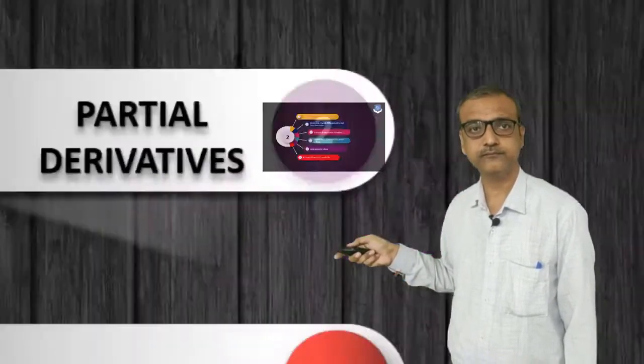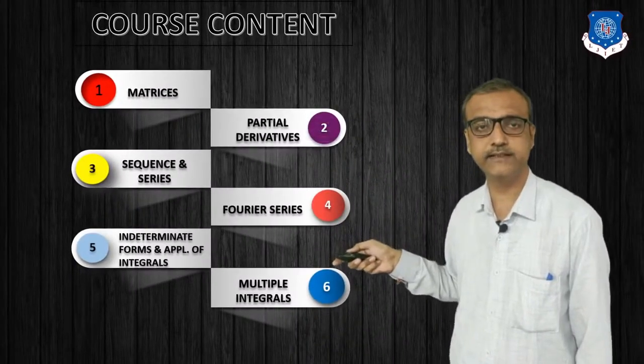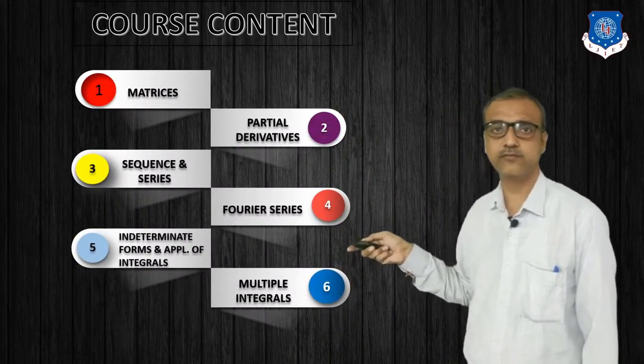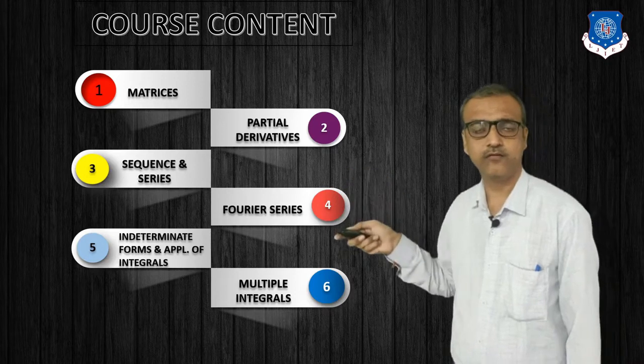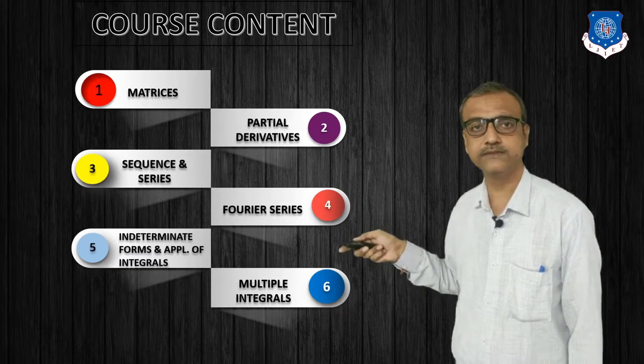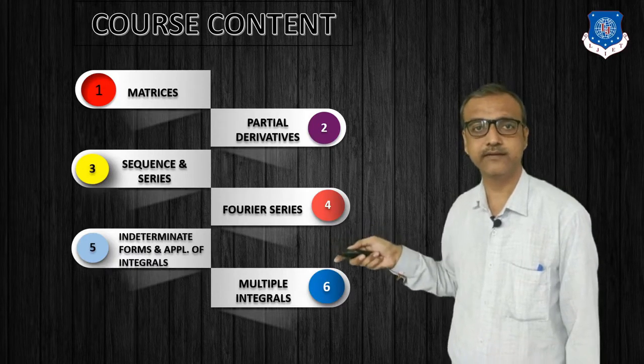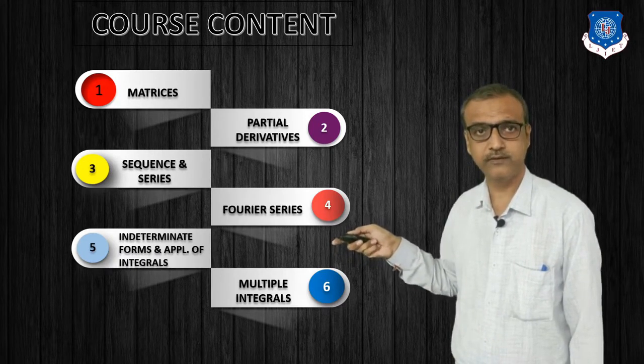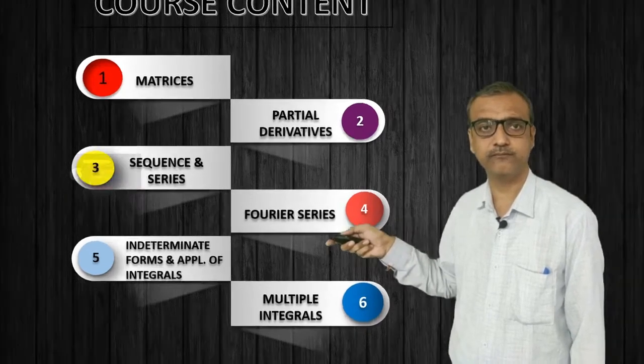Now we have unit 3, that is sequence and series. So first of all, what is sequence? Sequence is an arrangement of real numbers in ordered manner, and series is the sum of the elements of sequence.